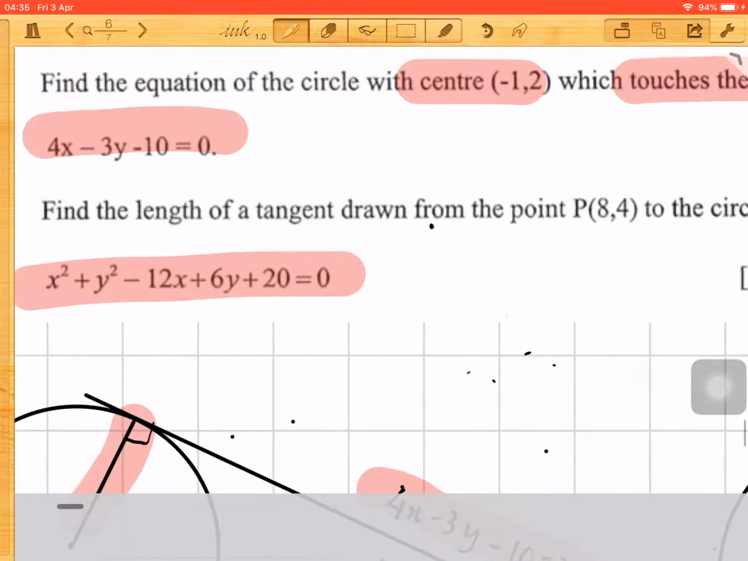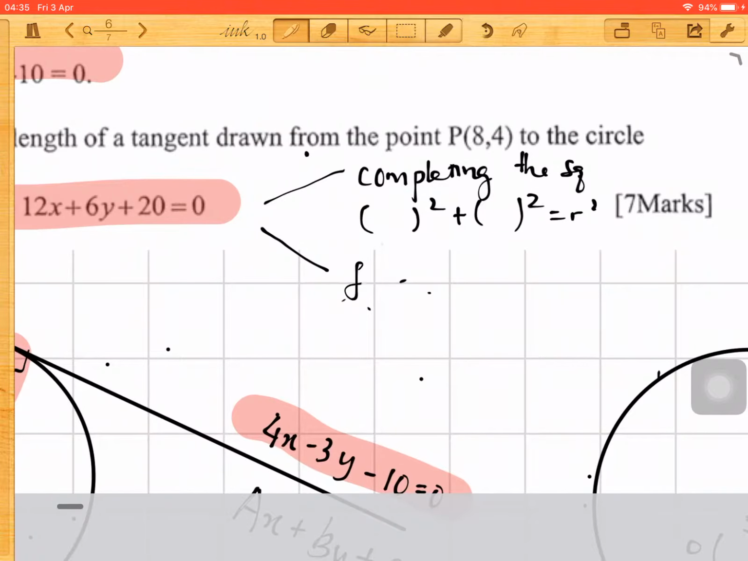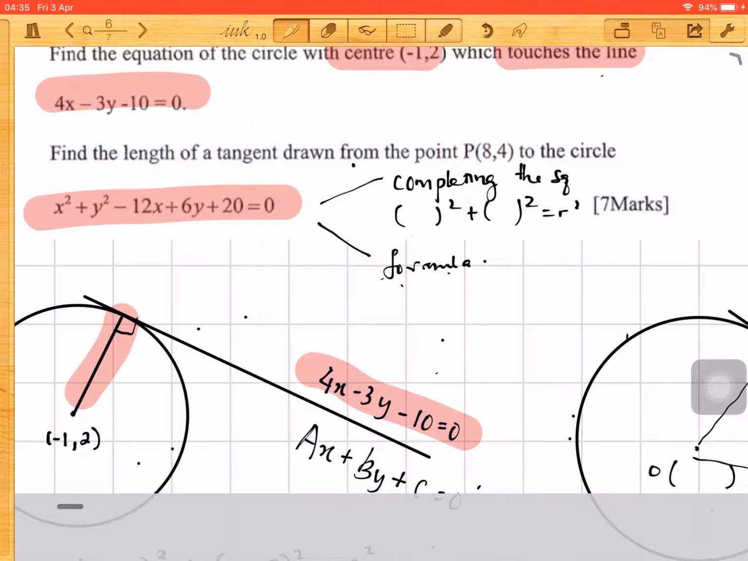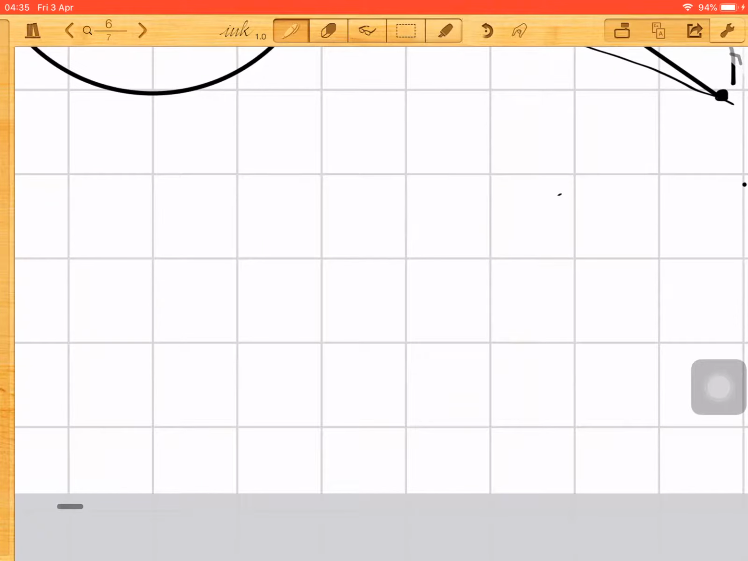To find center and radius, we have two methods. First is completing the square, as in you use completing the square to find the standard equation into this form. Then you can know the center and the radius. And method 2 is to use formula. I guess most of the students like formula. I'll show it here. Formula is the center is -g, -f.